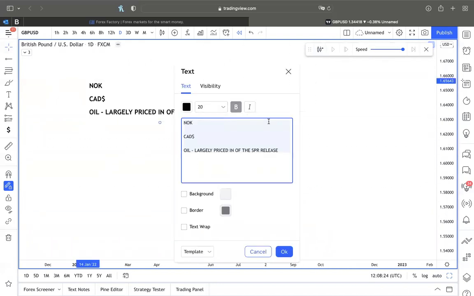So oil, CAD and NOK, and we've got the New Zealand dollar, something of interest. Drew loves focusing on the New Zealand dollar and Australian dollar. We've actually stepped away from the Australian dollar for now, just letting it do its thing, pairing it against other currencies. We're not focusing on it too much right now.